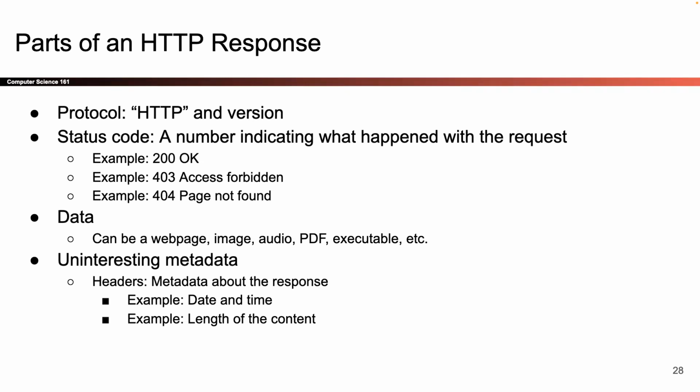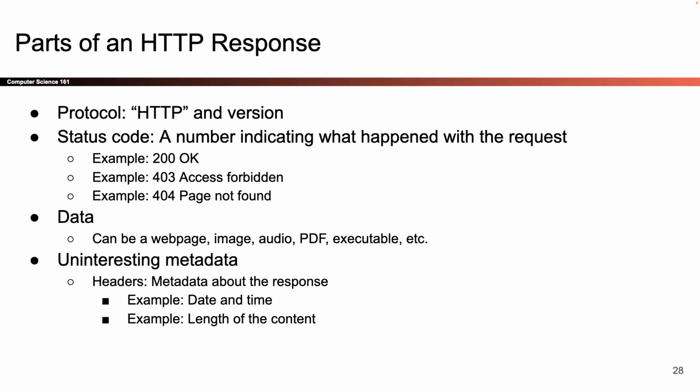So the most common code that you will never see is OK. That just means the request was successful and I'm sending back an actual response. Anytime you type wikipedia.org in your browser, hit enter, and see the page, what probably happened is that you got an OK response with the code 200, and then your browser showed the resulting page to you.